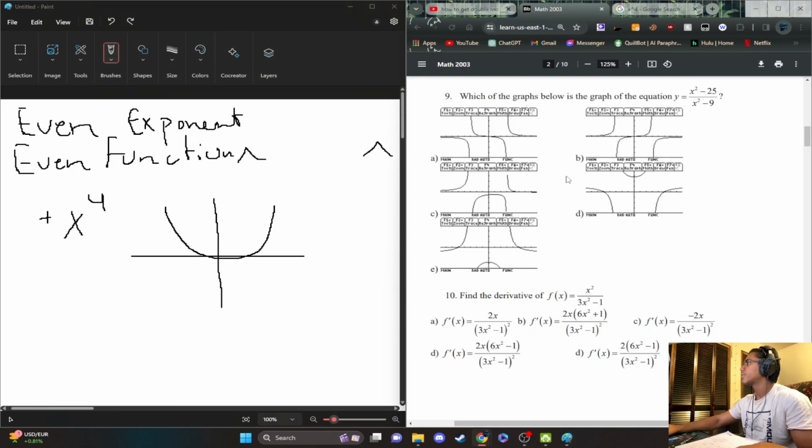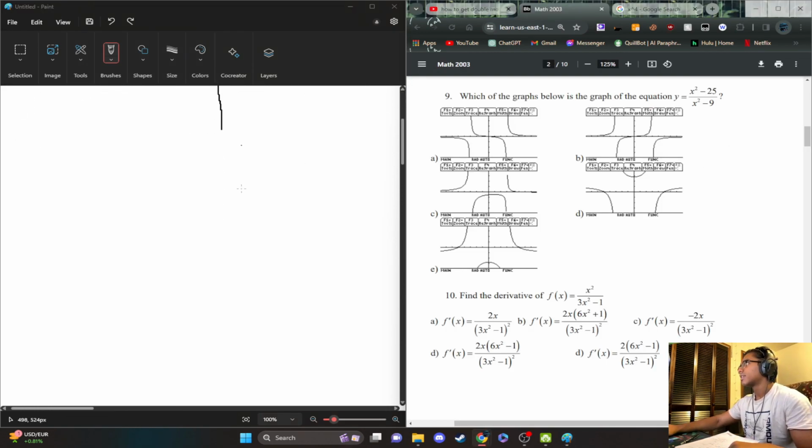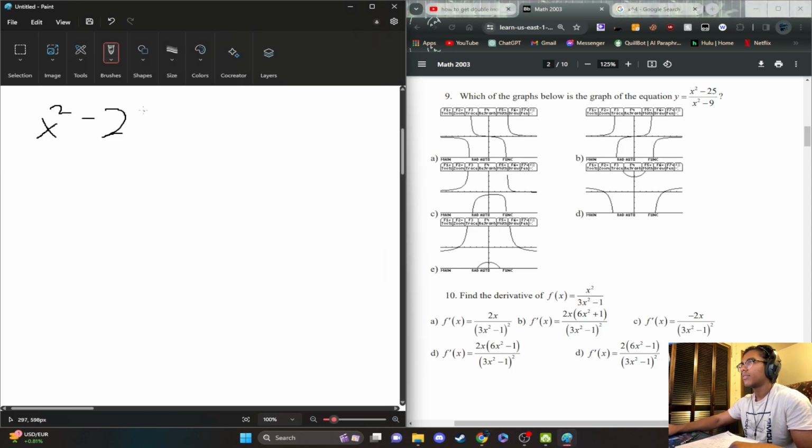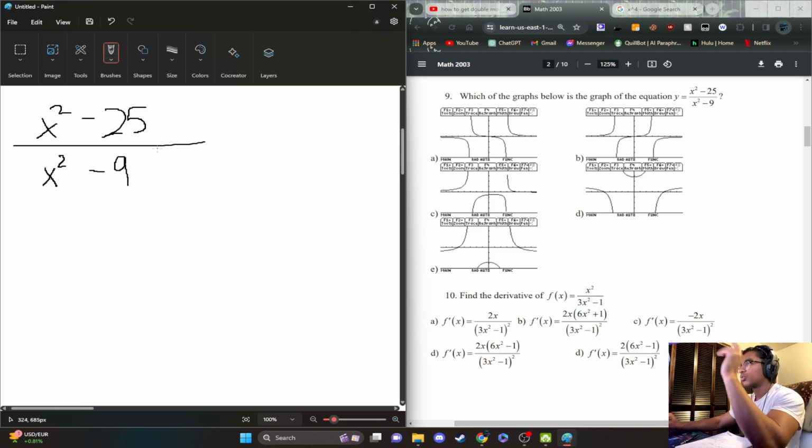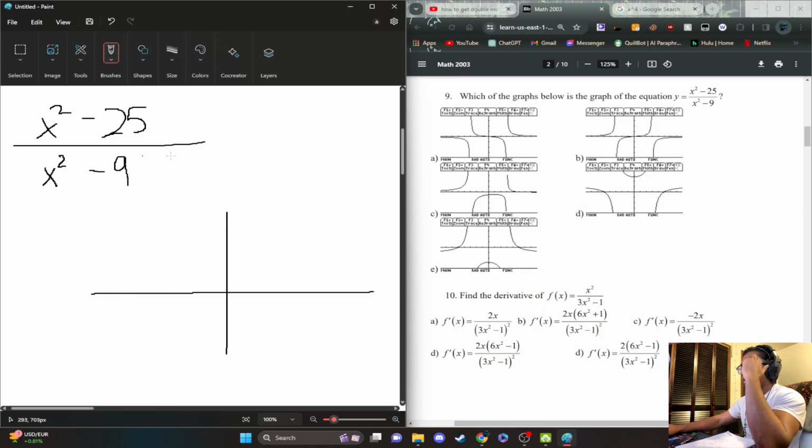So with that information, we can answer this question. For this one, you would have to visualize x squared minus 25, and not mentally divide, but just think about x squared minus 9, right? So these are two graphs. Let's draw it out. So you have x squared, which looks something like this, right?